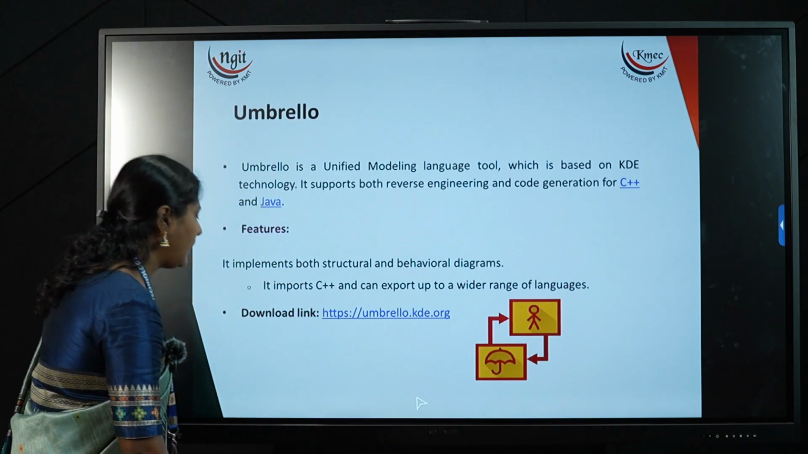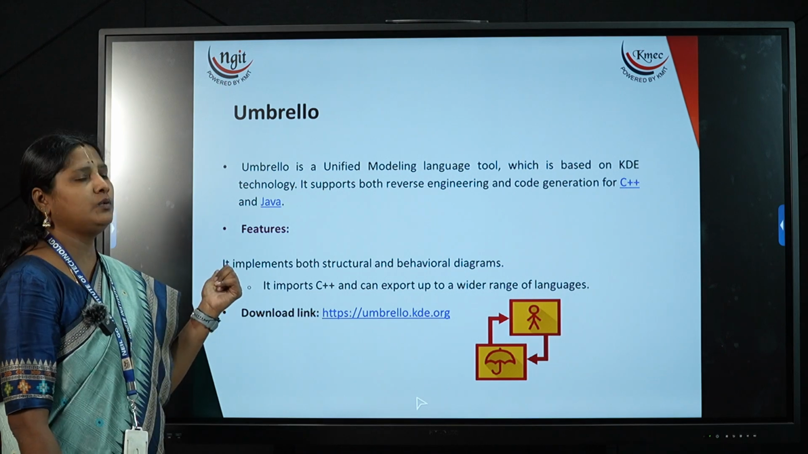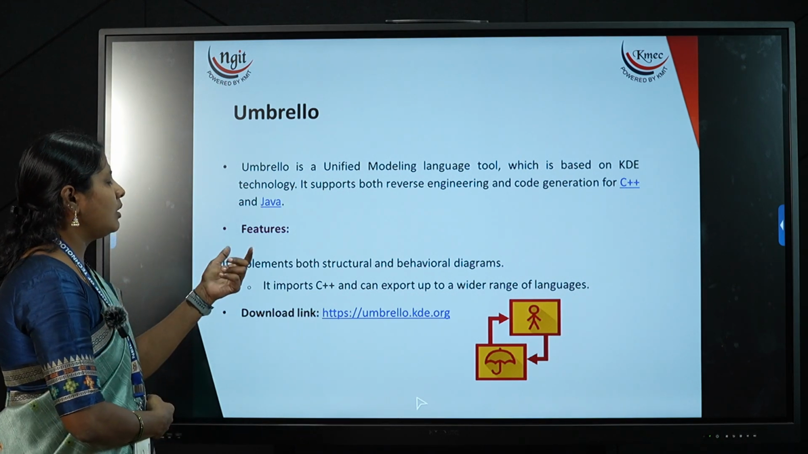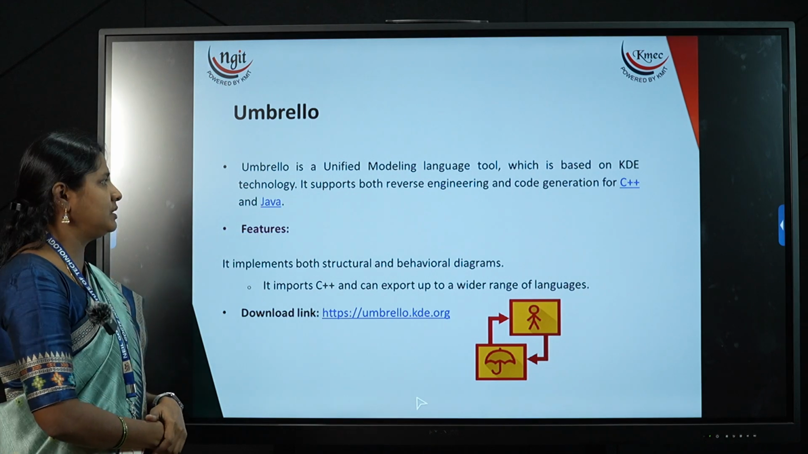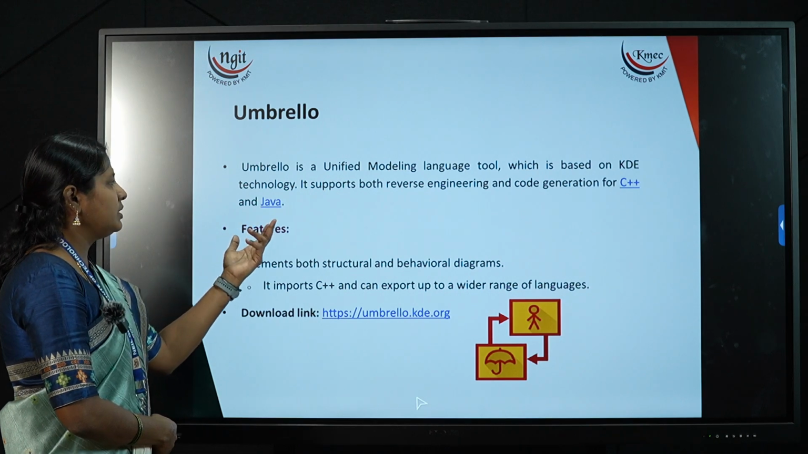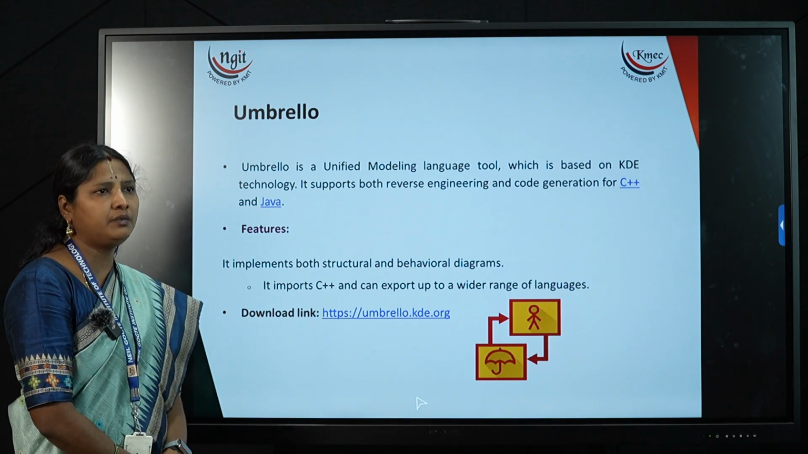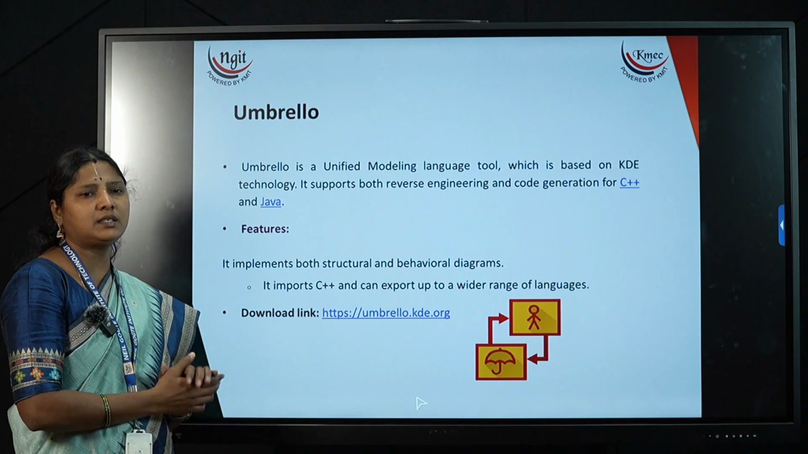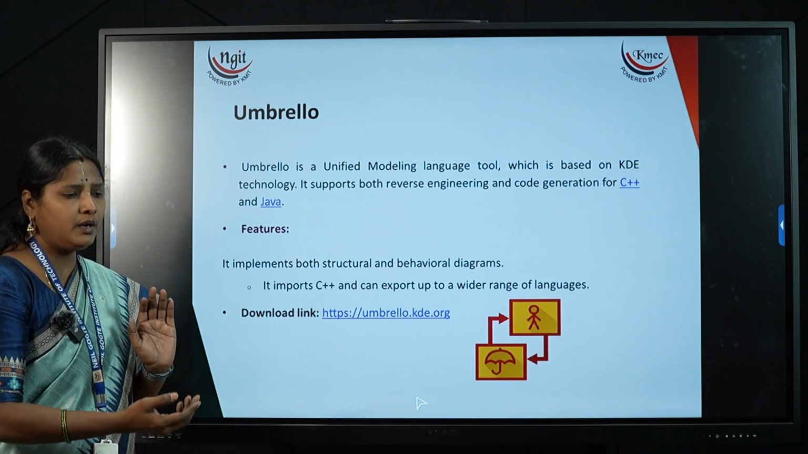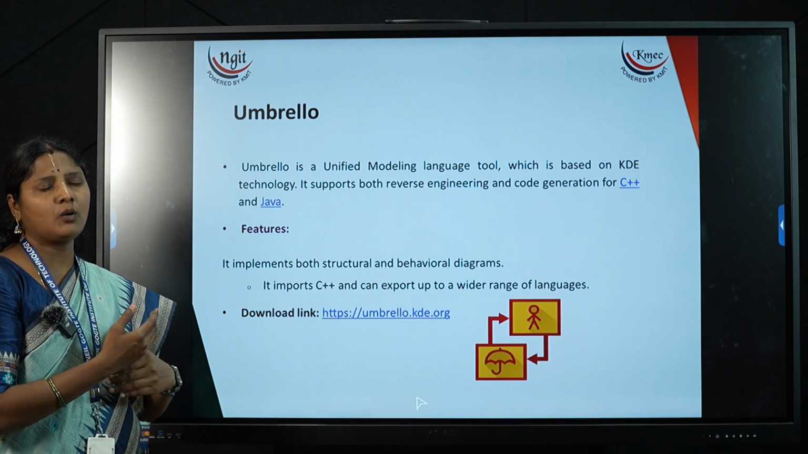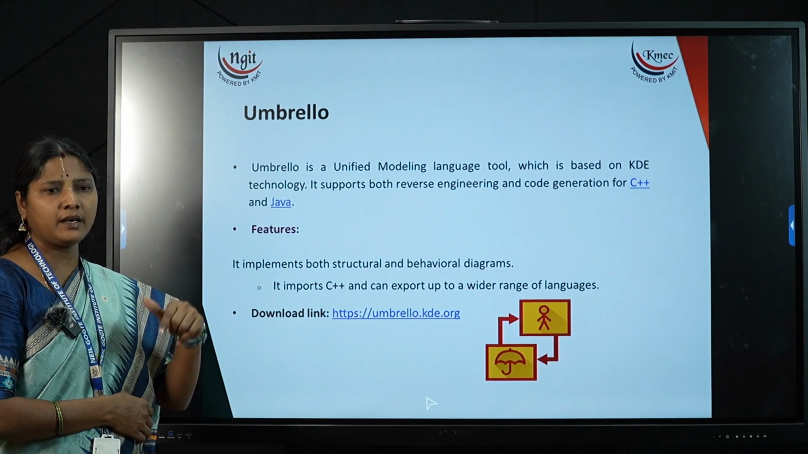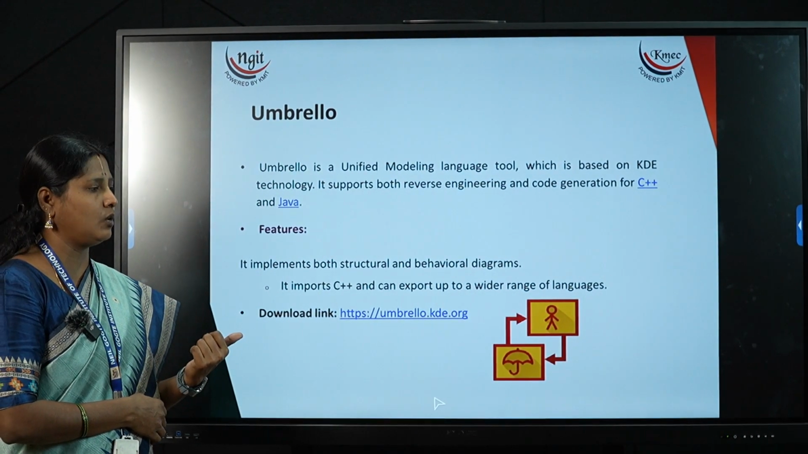Coming to the second tool, Umbrello. This is one of the best tools, supporting almost all object-oriented programming languages, such as C++ and Java. In this tool there is the flexibility that once we develop the designs, the design can be converted into code. At the same time, if you input code, it will convert it into diagrams. So it is very flexible in converting design to code and code to diagram.